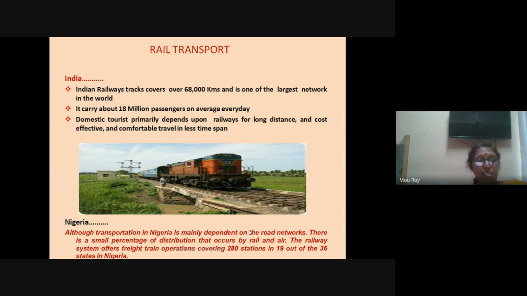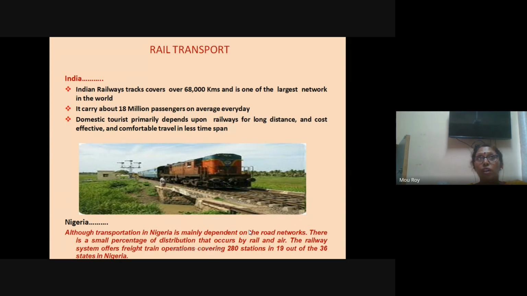And even the statistics show that it carries about 18 million passengers on average every day. So you can wonder how many trains are running in our country. 18 million passengers on average every day. And Indian Railway tracks cover around 68,000 kilometers and are one of the largest networks in the world. And in case you are not aware, I just wanted to mention that the railways is one of the largest employers in the world also.